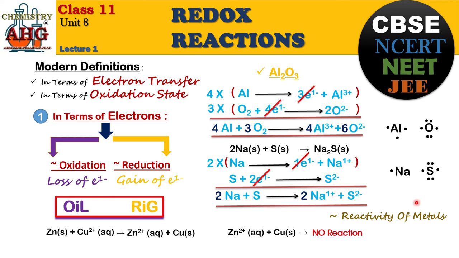When there is no reaction, what does this mean? It is obvious that the metal which is able to lose electrons more easily is more reactive. So whenever you have been given two or more metals, the metal that can lose electrons more easily is the reactive metal. So in terms of the electron transfer definition, we also become able to decide about the reactivity of metals.